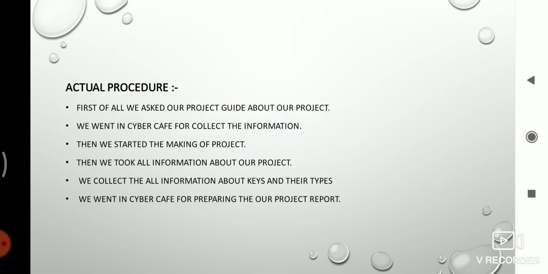Actual procedure. First of all, we asked our project guide about our project. We went to a cyber cafe to collect the information. Then we started making the project. Then we took all information about our project. We collected all information about keys and their types. We went to a cyber cafe for printing our project report.